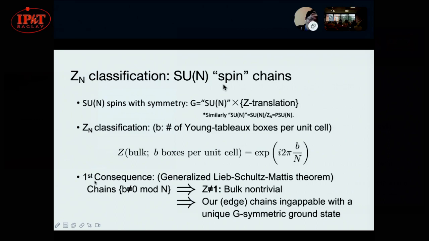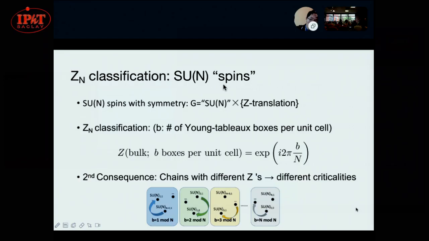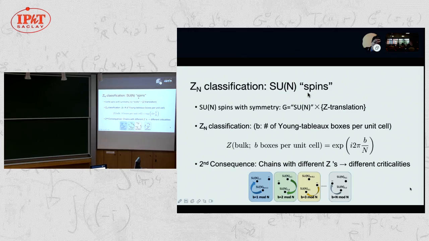For the chains with B boxes not divisible by N per unit cell, then its partition function is not trivial. So the bulk it attaches to is non-trivial, which means that these chains on the edge are ingappable with a unique ground state if this SU(N) and the translation are preserved. And the second consequence is for the symmetry-protected criticality. So the spin models with different B modulo N cannot share the criticalities because the RG flow can only occur within each class, but they are not allowed to flow between distinct classes.